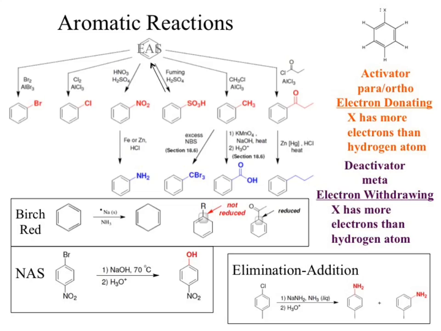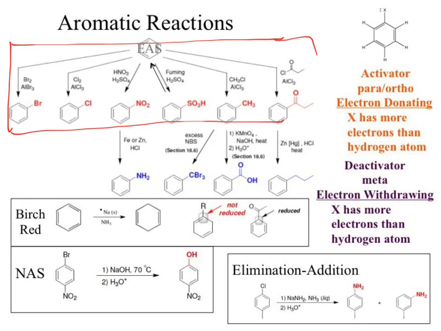The Birch reduction, NAS, and the elimination-addition reactions, those I still have to write up a handout for, and I'll get that typed up sometime over the weekend, so hopefully you'll have access to that to read over it and get a little bit more background and not listen to me talk about it. Okay? So our primary section for this chapter, at least chapter 18, is really focused on the subject known as the EAS reaction. Okay?